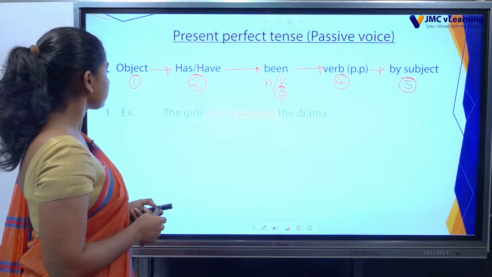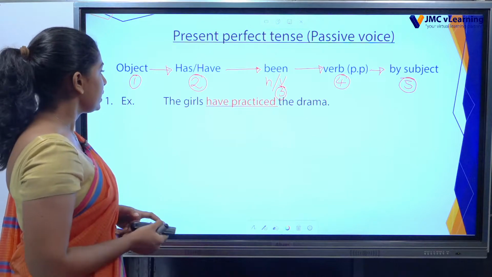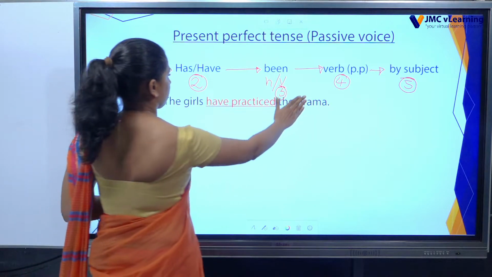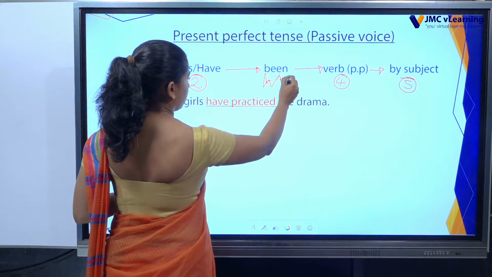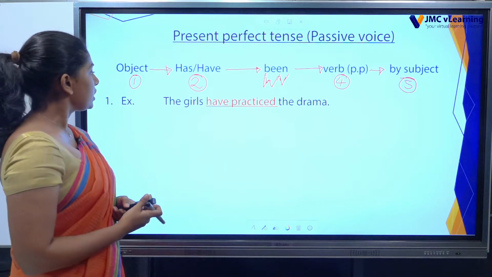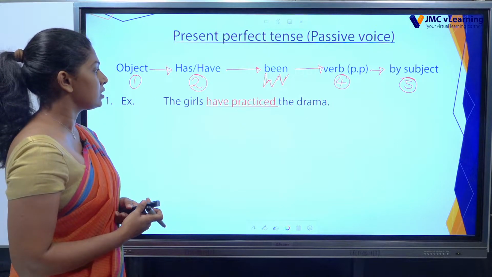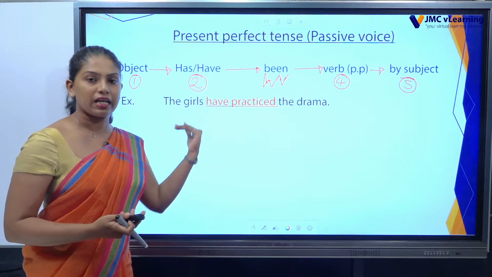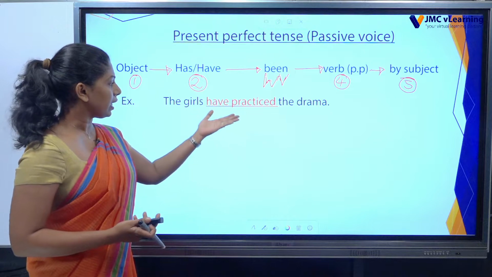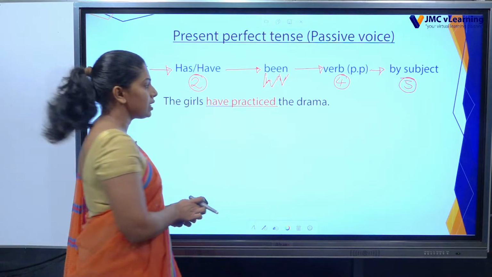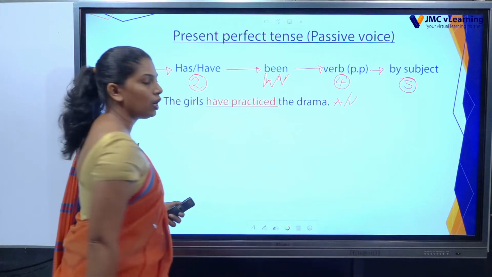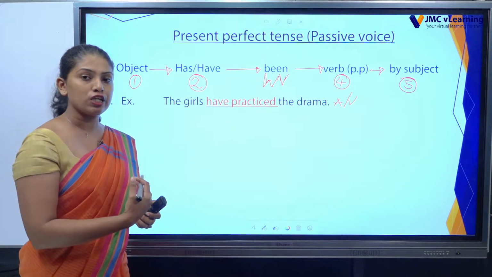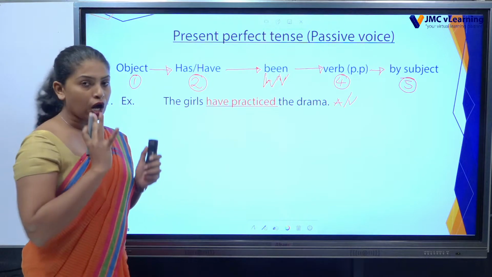Right. I have taken an example here. Let's go through the example. The girls have practiced the drama. That's what we were discussing in active voice. The girls have practiced the drama. This is active voice. We discussed that in the earlier part. Now we have to turn this into passive voice. Let's see how we can do this.